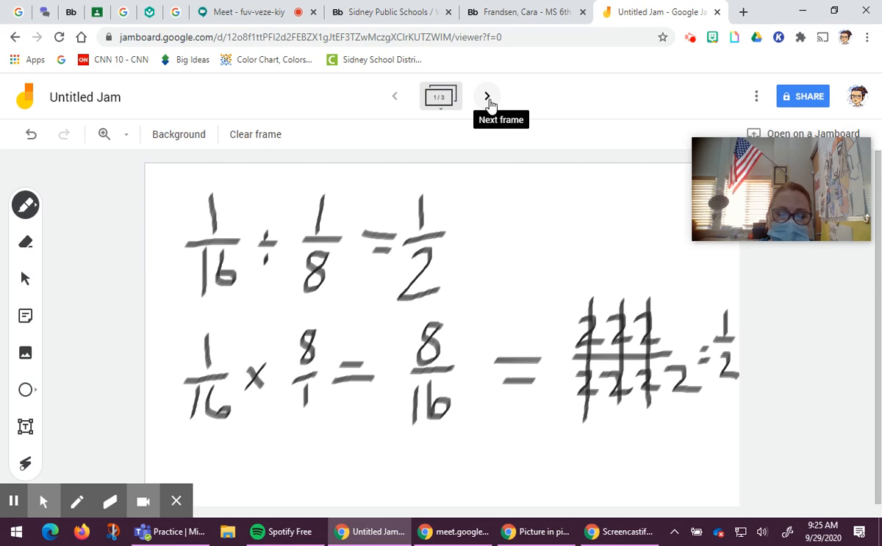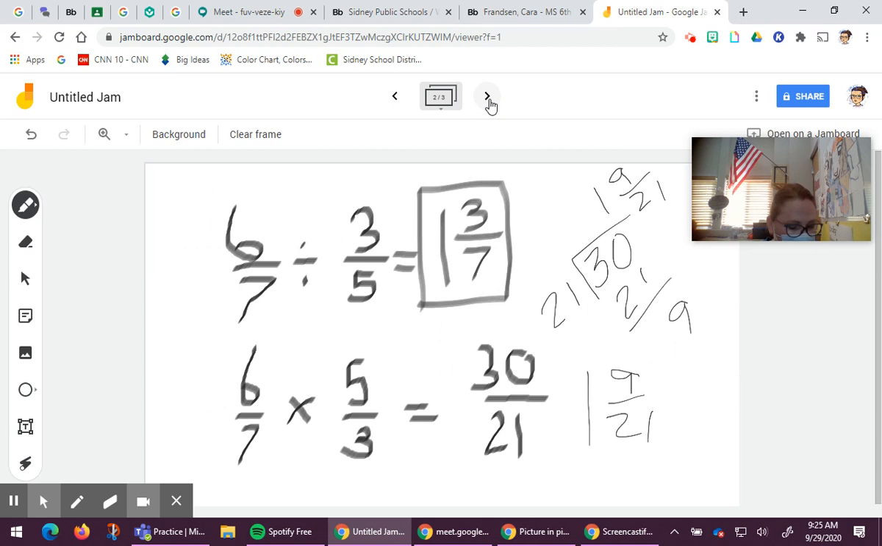Okay. The next question we looked at was question number 8. It was 6/7 divided by 3/5. And we flip and multiplied and got 30/21s. But then we had to simplify that improper fraction, so we divided. And then we had this fraction that needed to be simplified further, but we eventually found out that 1 3/7 was the answer.